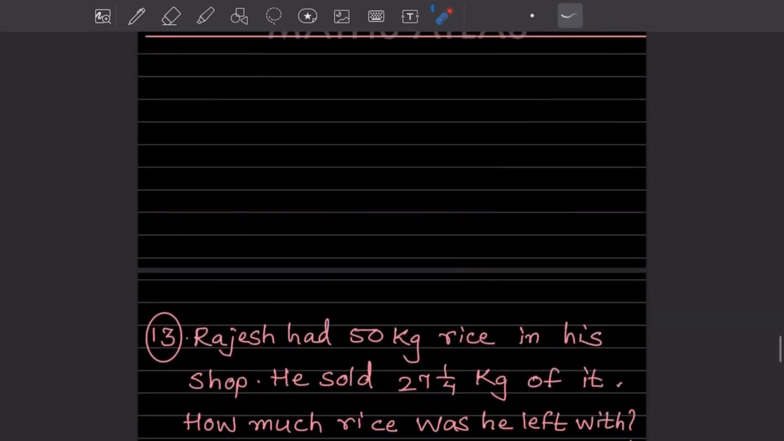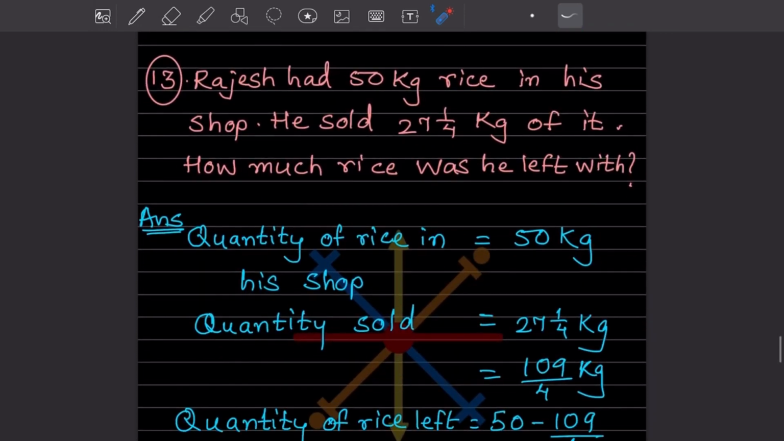Hope you got this one. Now the next one: Rajesh had 50 kilograms of rice in his shop. He sold 27 1 by 4 kg of it. Of it means, I'll tell you what it is. How much rice was he left with?